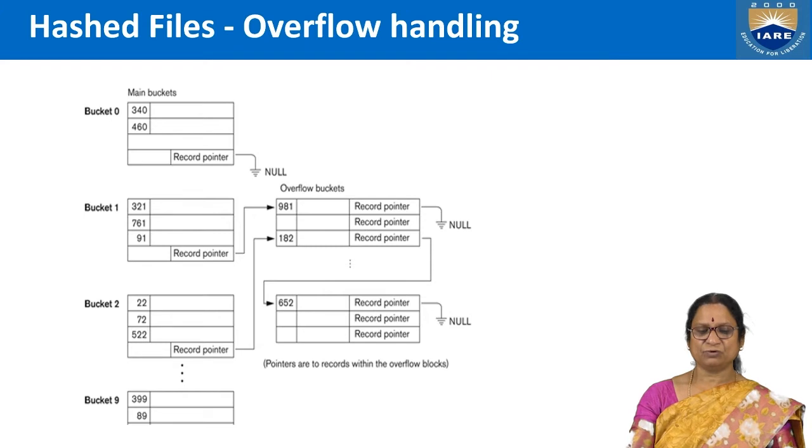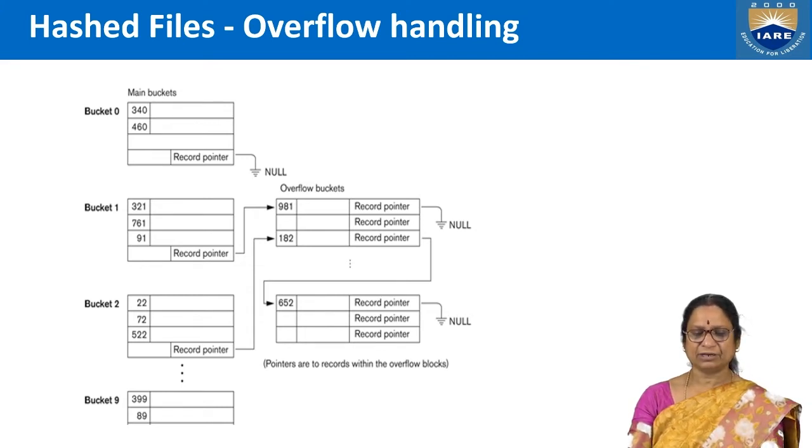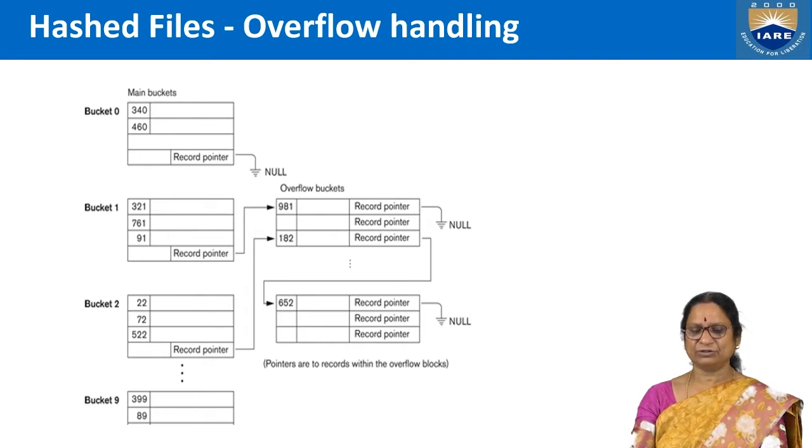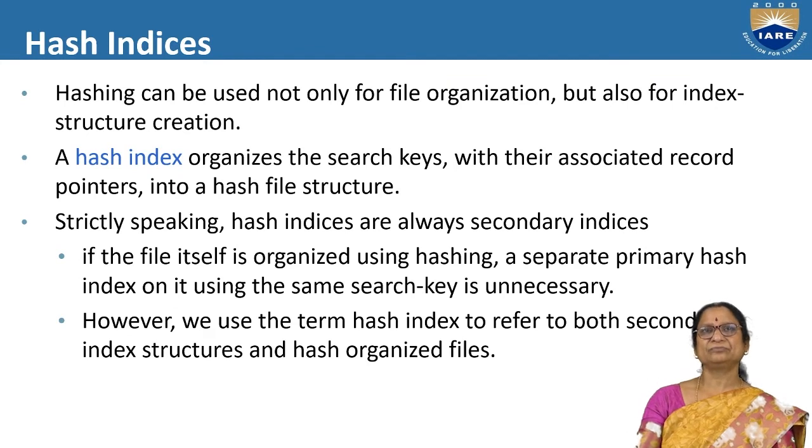And hash file overflow, just now as I specified, 340, 460, etc. are stored, then a null pointer. Similarly bucket 1. And if it is not completed, no, 3 records are in bucket 1: 321, 761, 91. Again, if 981 also comes, then the pointer points to the overflow bucket, etc. This process is continued. Like this, pointers to the records within the overflow buckets can be identified.